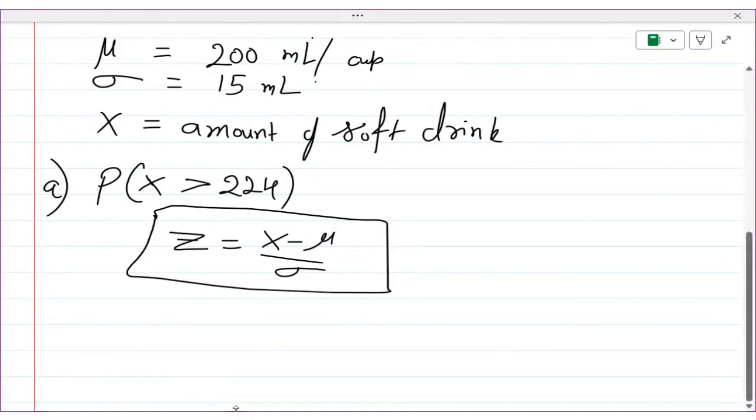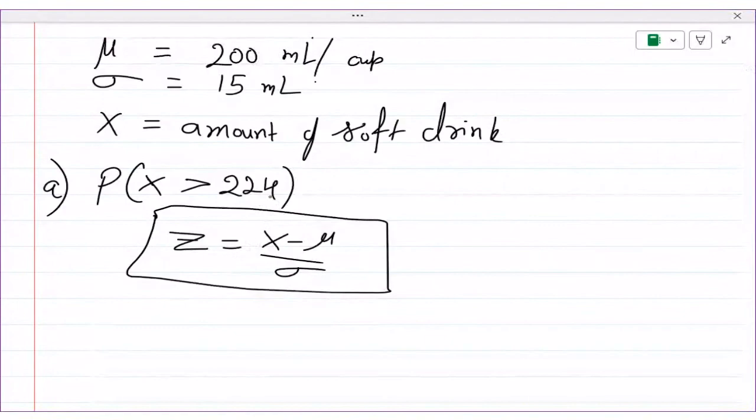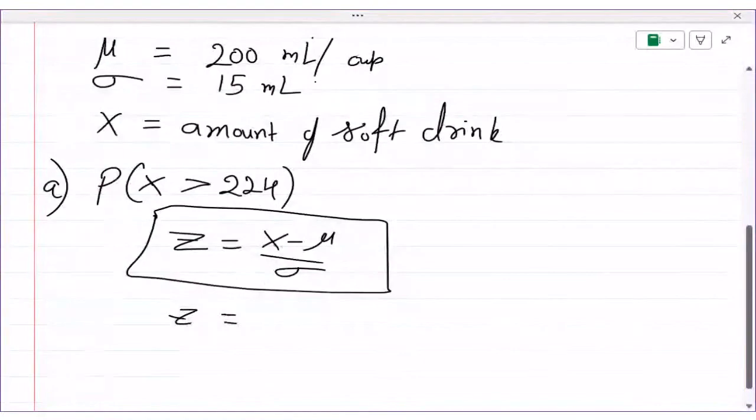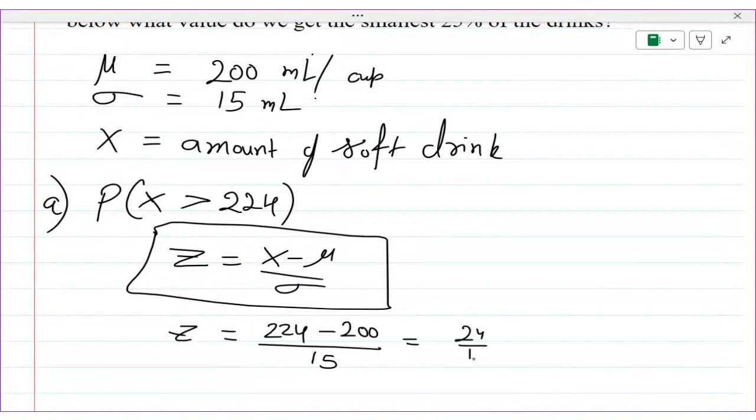Now we have to convert this value in terms of z. First we need to know what this 224 is in terms of z. If we have 224 here, the mean is 200, divided by sigma. Sigma is 15. So we get 224 minus 200 divided by 15, which is 24 divided by 15, which I think is 1.6.